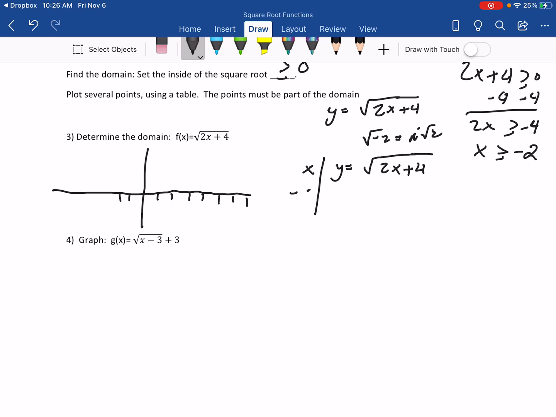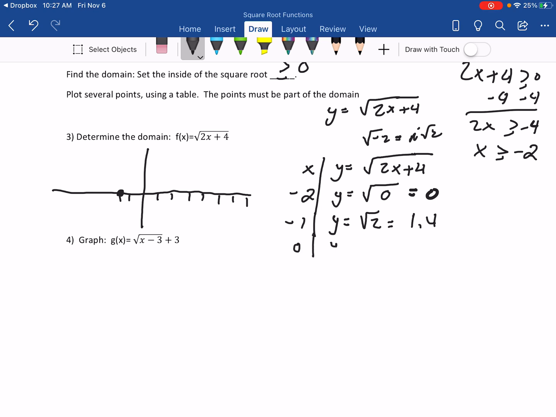So we'll begin with negative 2. y equals the square root of 2 times negative 2, which is negative 4, plus 4, square root of 0, which is 0. Okay, so that's going to be an intercept. If we do negative 1, y equals the square root of negative 2 plus 4, square root of 2, which in the calculator, if we go to the calculator and get a decimal for that, just so we can get an approximate value, is about 1.4.